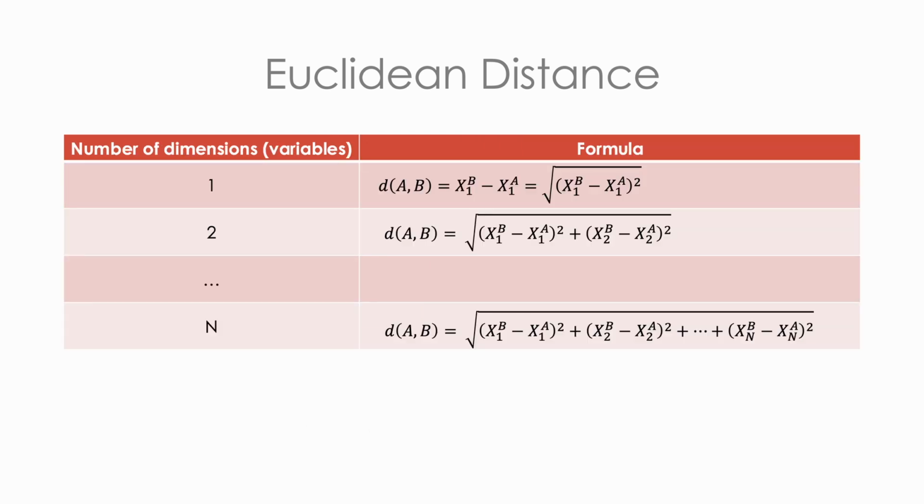This process works for any number of variables. If you have n variables, you 1. Compute the difference for each variable. 2. Square each difference. 3. Sum all the squared differences. And finally 4. Take the square root of the total sum. The result is the Euclidean distance between two data points, providing a straightforward and intuitive way to measure similarity between customers in a dataset.